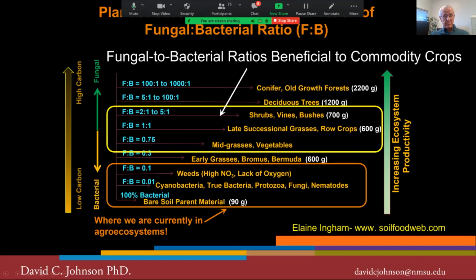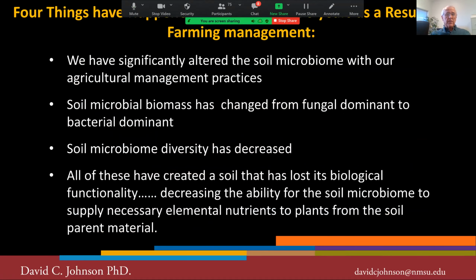Right now in our agricultural systems, we're here. We can grow weeds really well. We need to be in this range, fungal to bacterial ratio of 0.75 up to about 5 to 1. That will grow the row crops we want and the grasses as well. So 4 things have happened in our management of these lands. We have significantly altered the soil microbiome with our agricultural management practices. The soil microbial biomass has changed from fungal dominant to bacterial dominant. The soil microbiome diversity has also decreased. All of these have created a soil that has lost its biological functionality, decreasing the ability for the soil microbiome to supply necessary elemental nutrients to plants from the soil parent material.